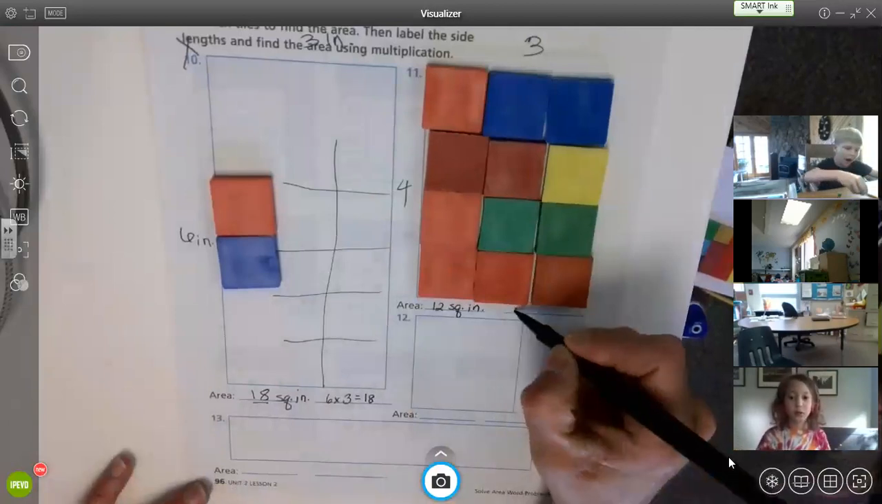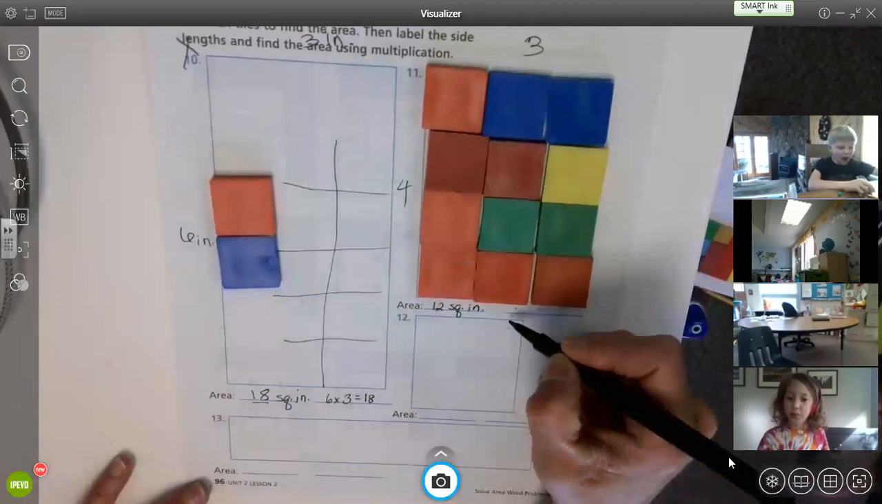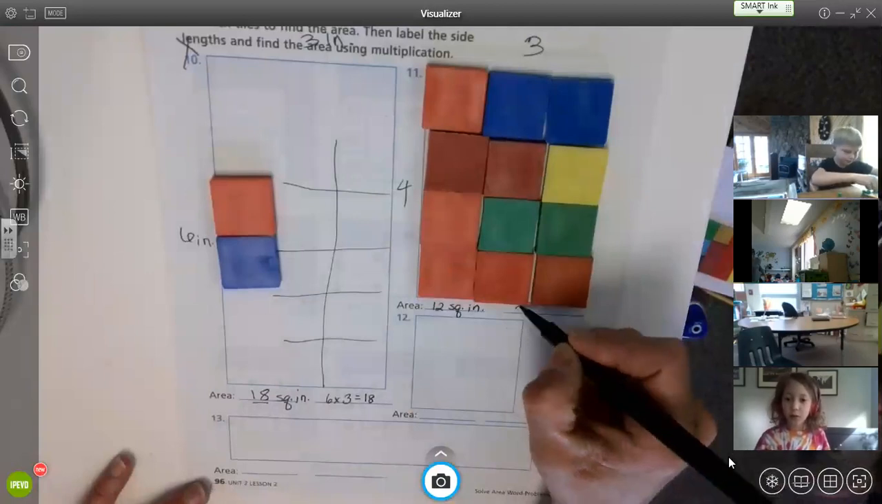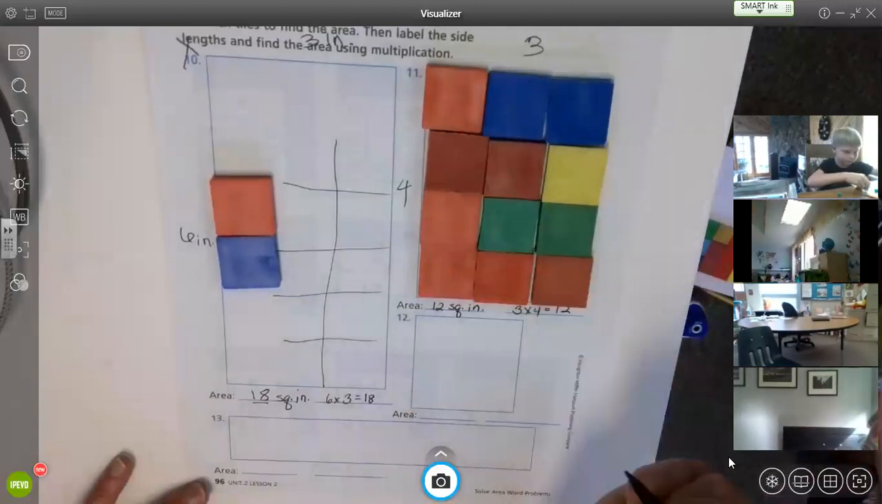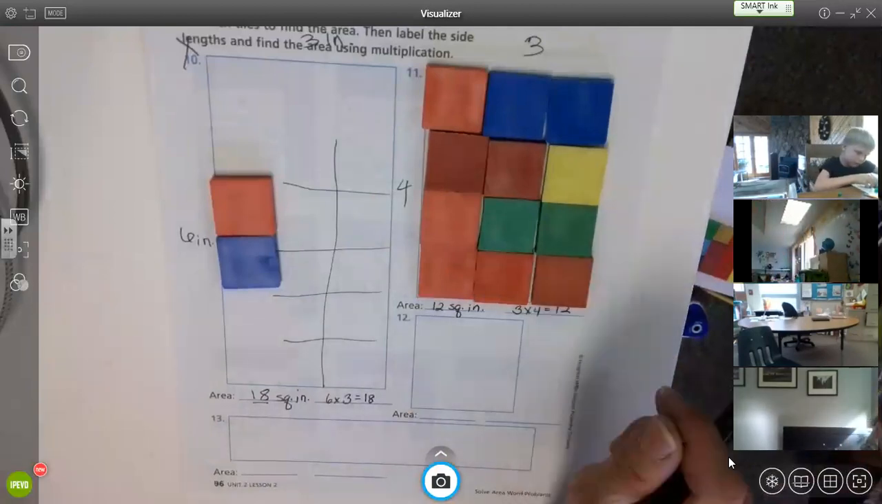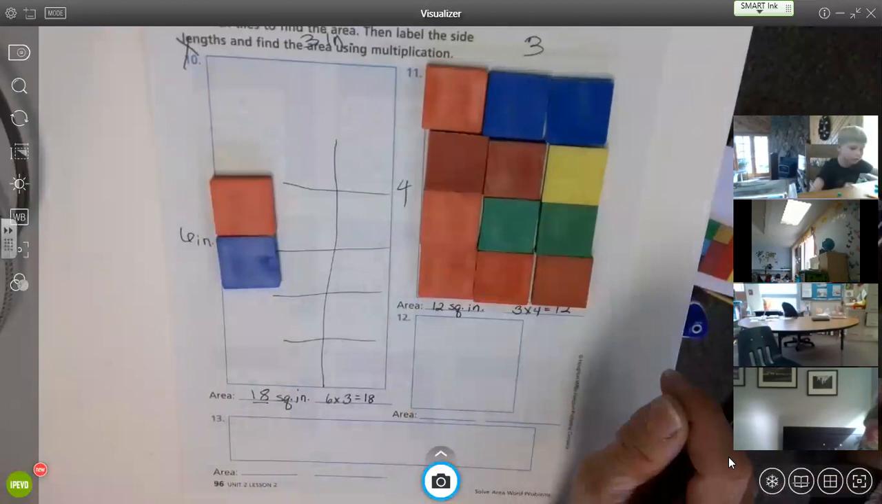You could use 3 times 4. 3 times 4 would work? All right, give a thumbs up if you agree with Gavin. How did we do out there in remote world?